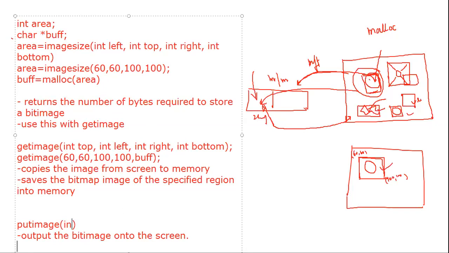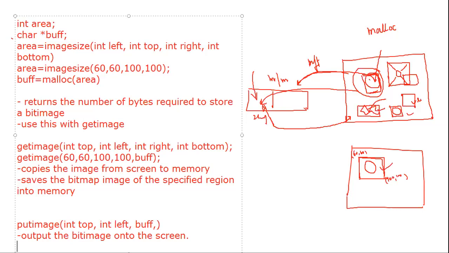That is int top, int left, then you have the buffer buff, that is simply, or you can say the variable that is defined as pointer buff.